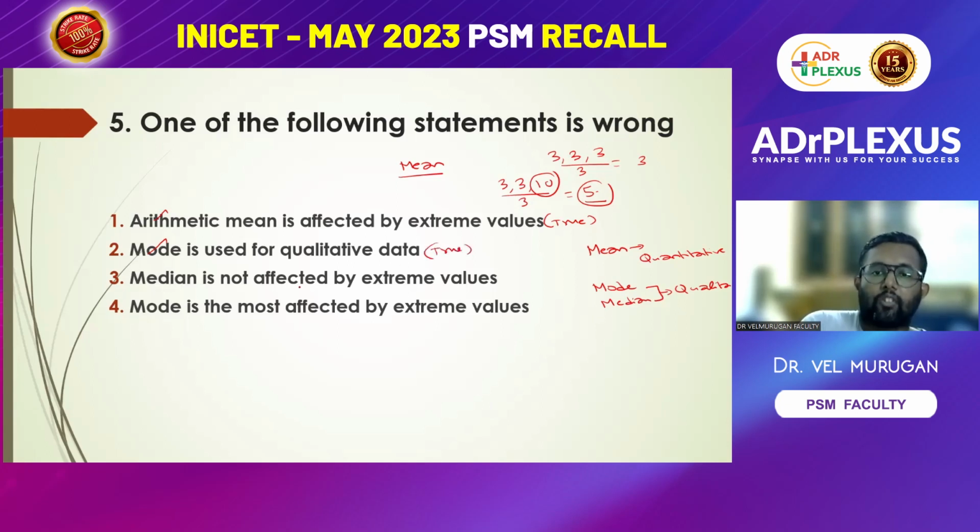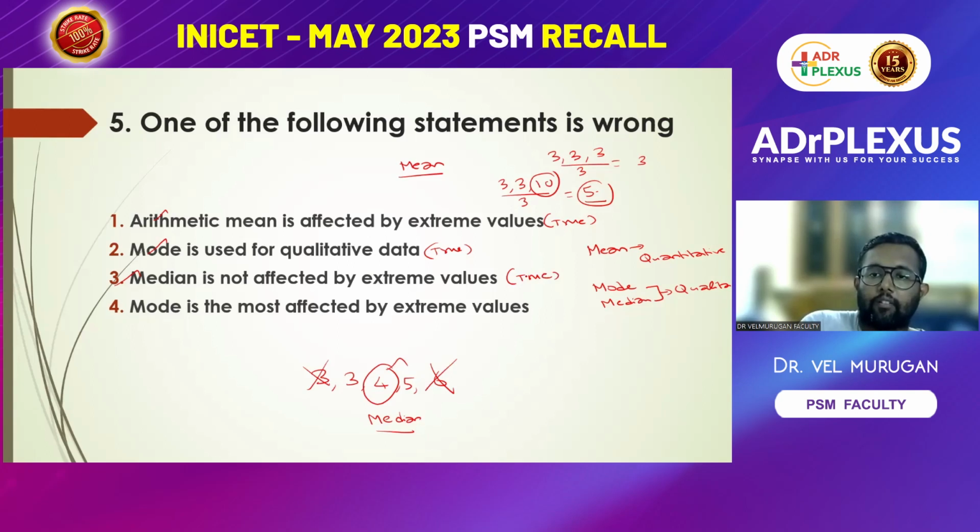Next, median is not affected by extreme values. It is also true because how will we find median? Suppose there are 3 children born in a hospital and their birth weights are like this. What is the median? Median is nothing but the centermost observation. Since it is the centermost observation, it will not be affected by the extreme values. So this statement is also true.